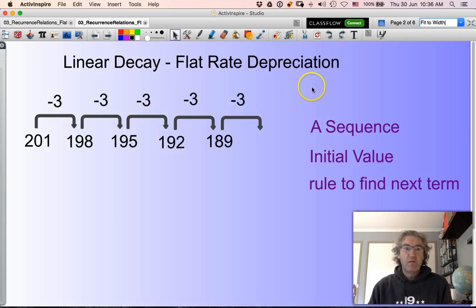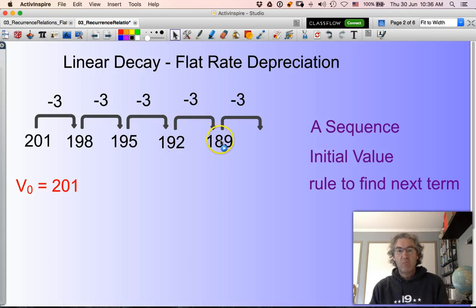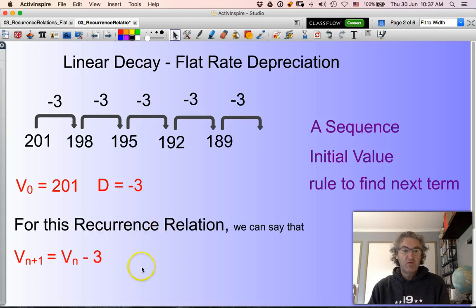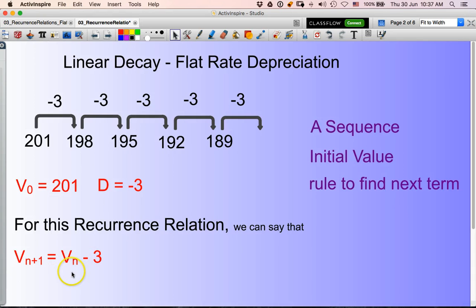So, just as a recap, linear decay is the sequence. We start at an initial value, in this case 201, and we will decrease our value by the same amount each time. That's the rule. In this case, D will be -3. We are decreasing by 3 units each year, each month, each quarter, each whatever. And we can say the recurrence relation, the value of my next term equals the value of my current term minus 3.